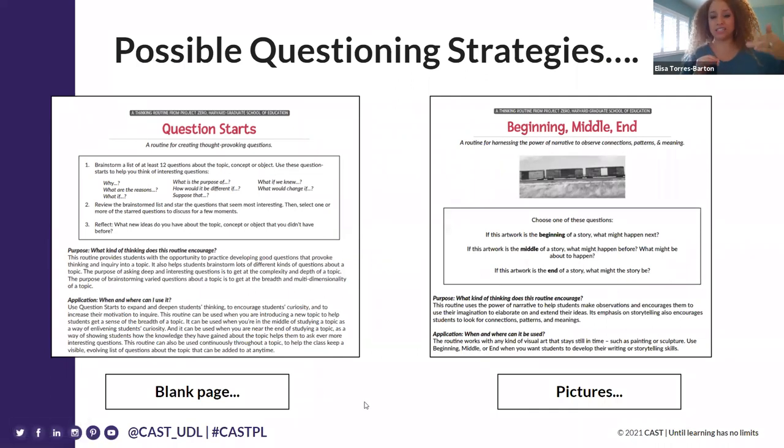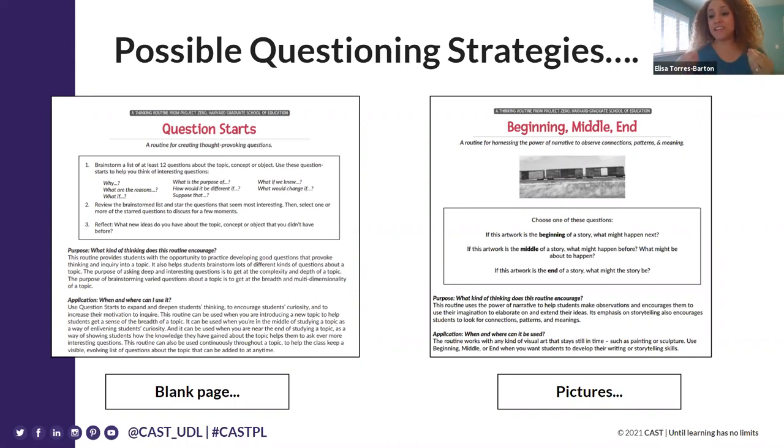So the question start on the left-hand side of your screen is you start with a blank page. You let the kiddos brainstorm questions and then you drill down and help them choose questions that you can decide to do an activity with, put them in groups. But it's very interesting as a teacher to see where their mind is as you let them brainstorm on a blank page. Beginning, middle, and end.